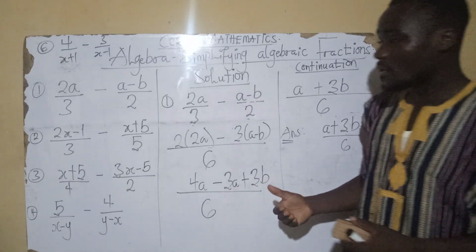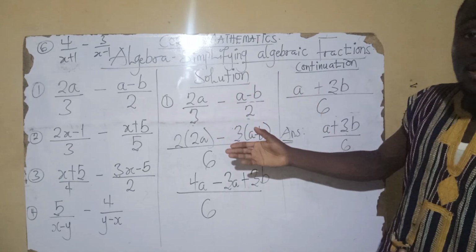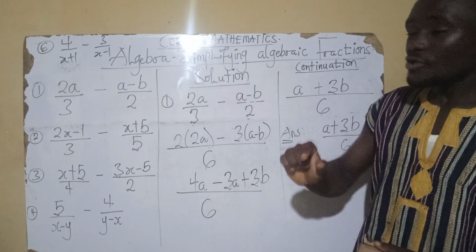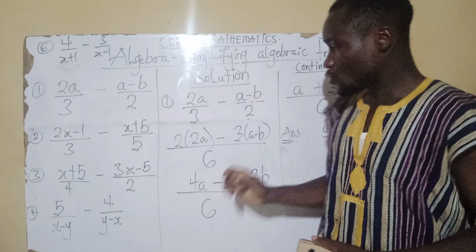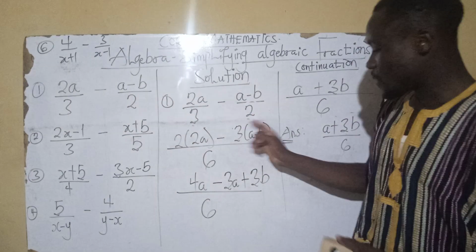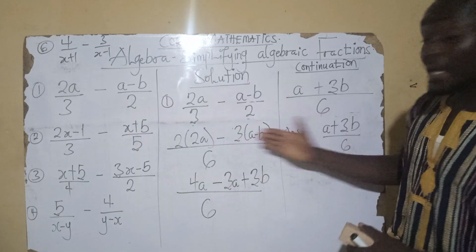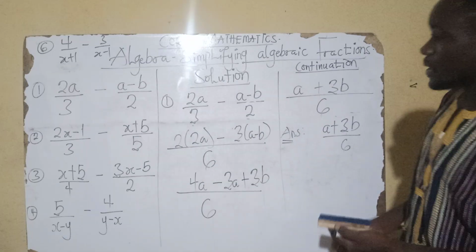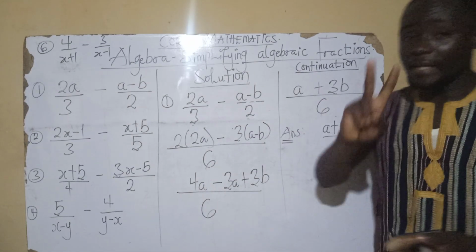Solving problems involving algebraic fractions with which the denominator is a monomial. So when the denominator is a monomial, like what we have here, this is how to go about it. Very good. So let's continue with question number 2.